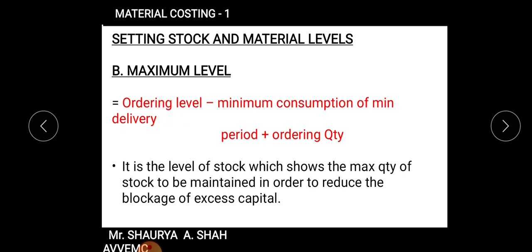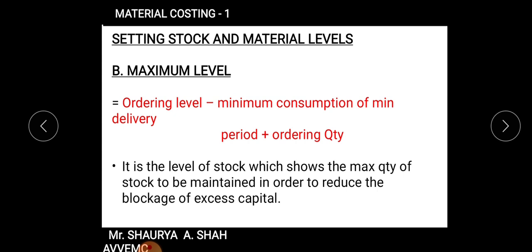So what is the formula of that? Ordering level minus minimum consumption of minimum delivery period, plus ordering quantity. All these things you will understand, students, when we solve the sum. Every piece of information will be given in that and then you need to do it. But just now, understand the formula, note it down, and then we'll be moving on further.